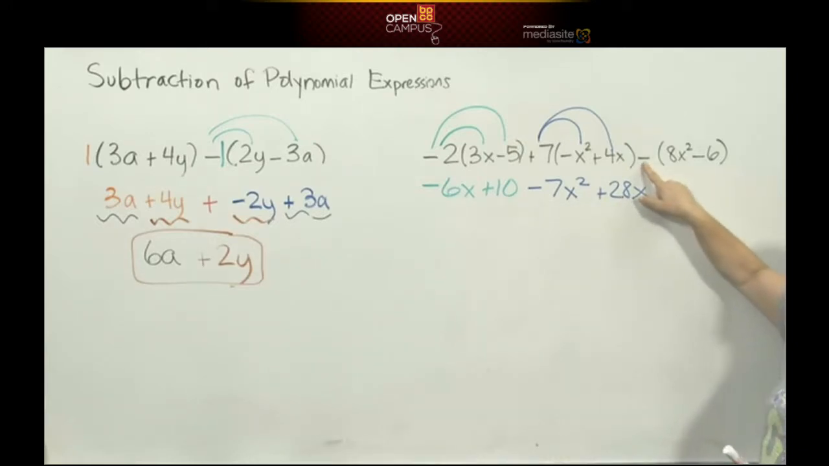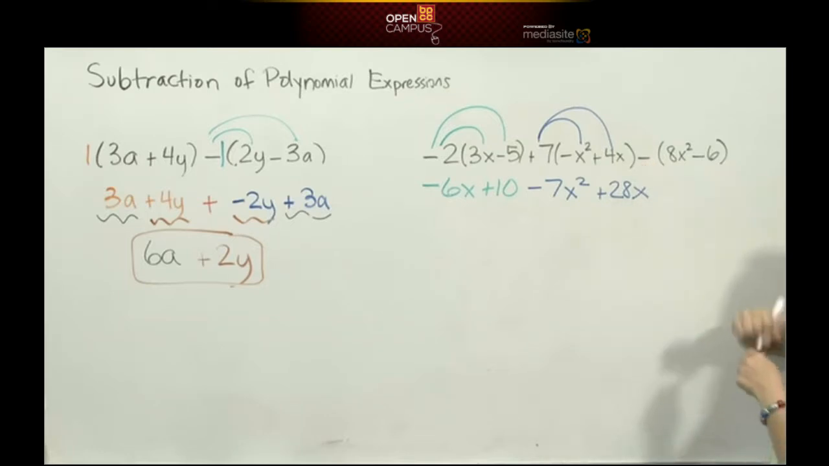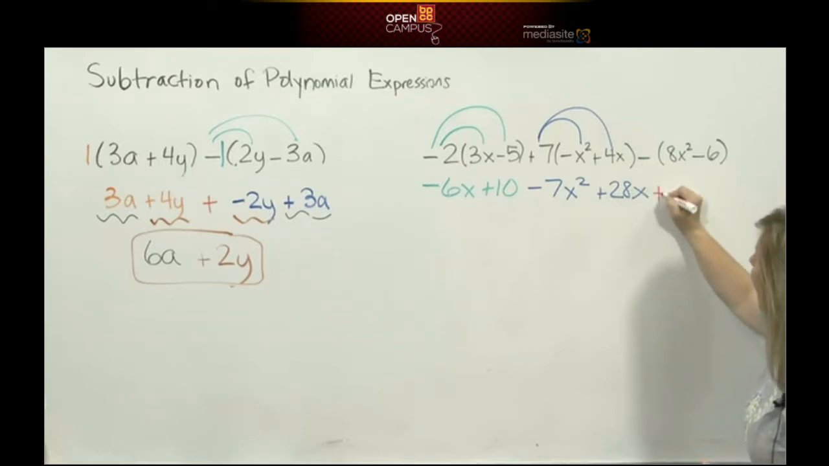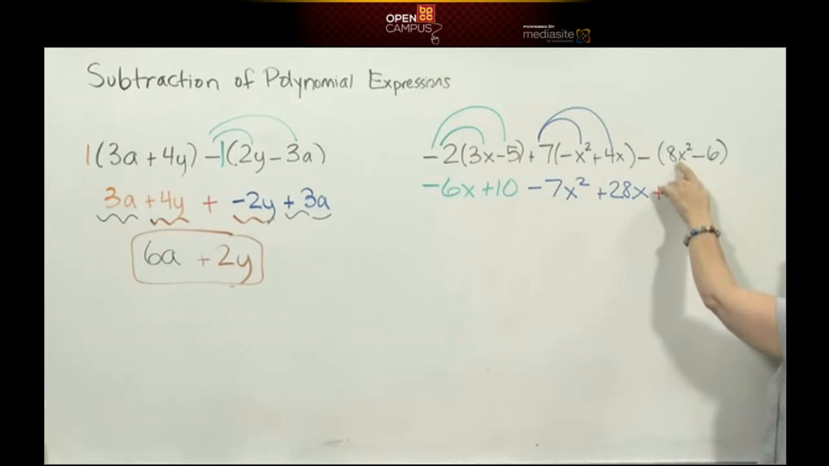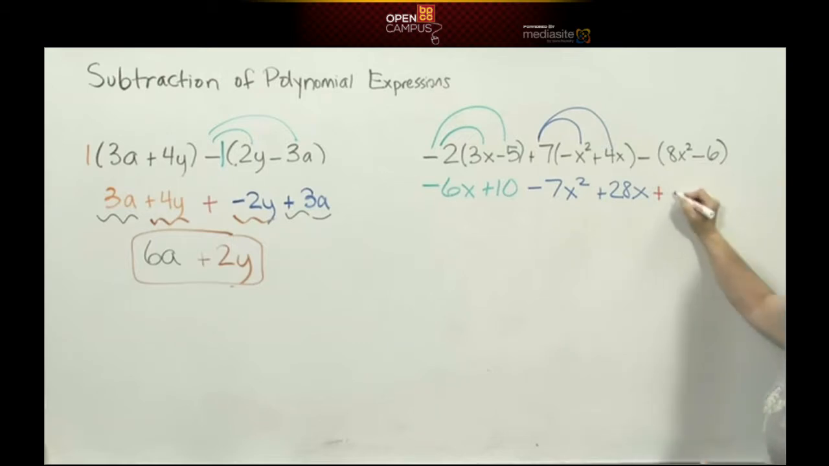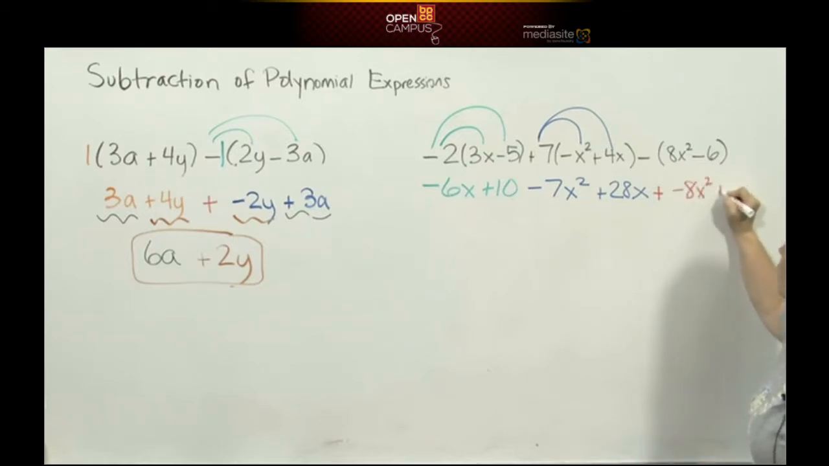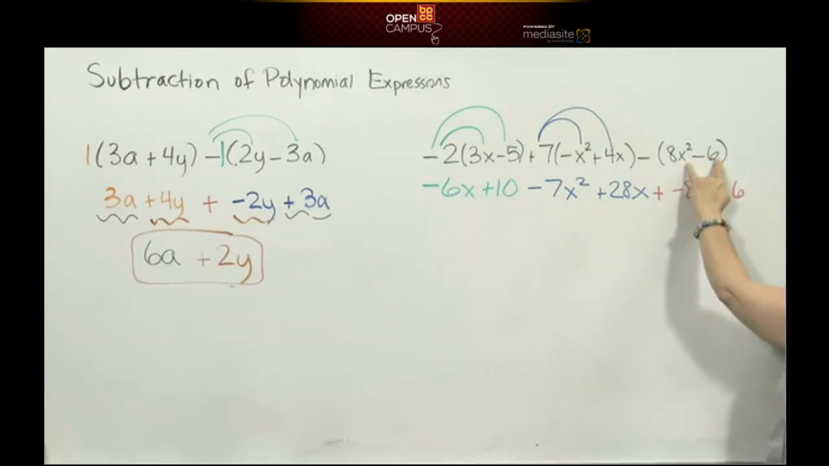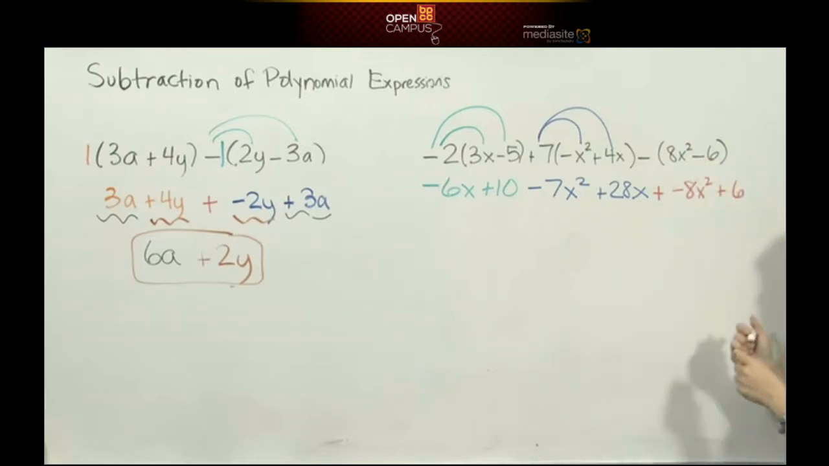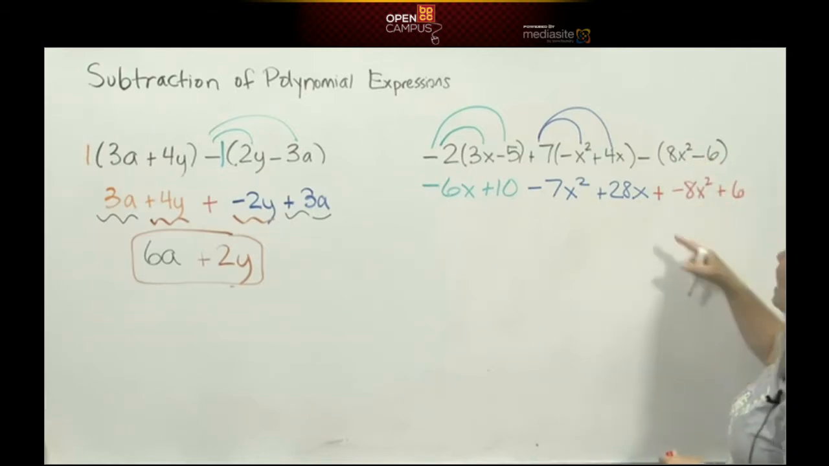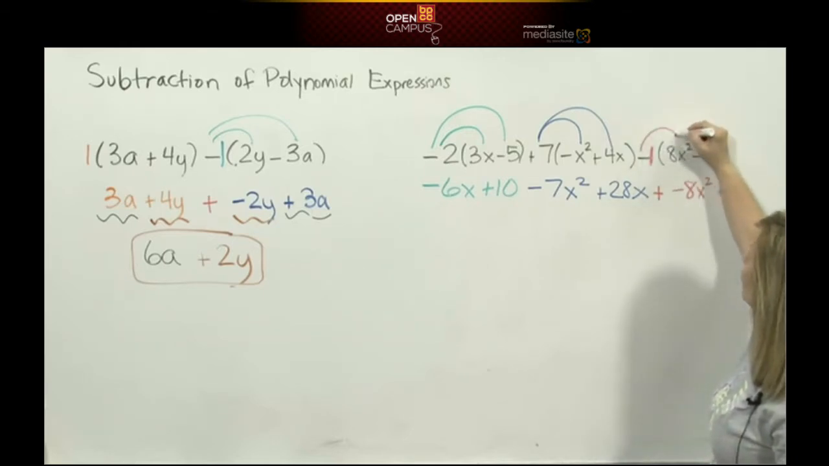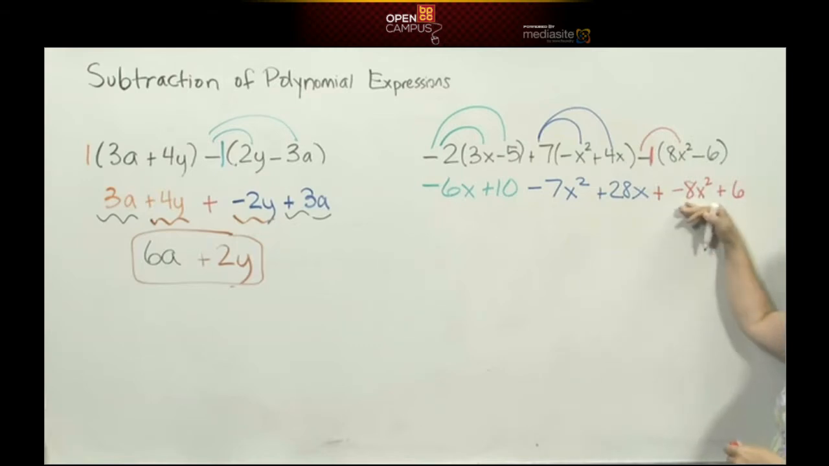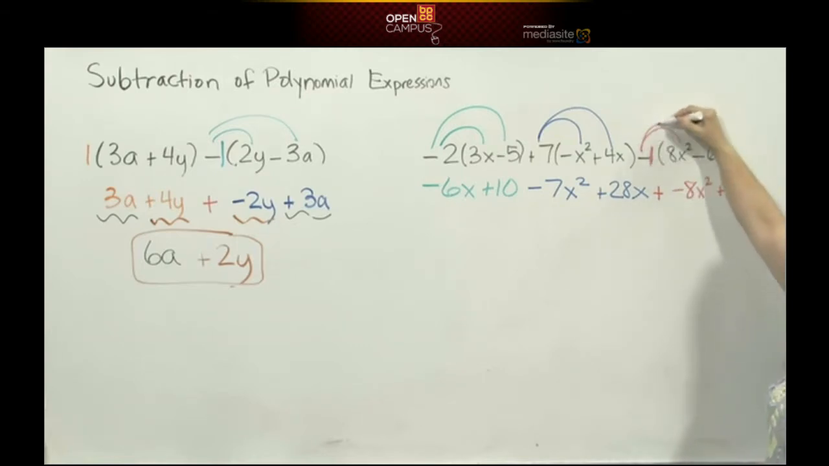Now, you can think of this as, what is the definition of subtraction? Subtraction means to add the opposite. The additive inverse of 8x squared minus 6 would be negative 8x squared plus 6. I made both of these terms the opposite. Or you can think of it as, in front of this parentheses is a negative 1. And negative 1, if I distribute it to 8x squared, would be negative 8x squared. Negative 1, if I distribute it to negative 6, would be positive 6.